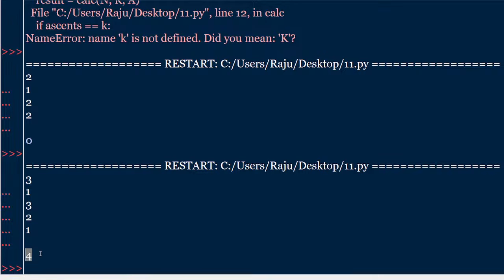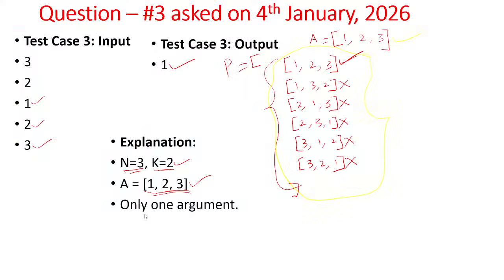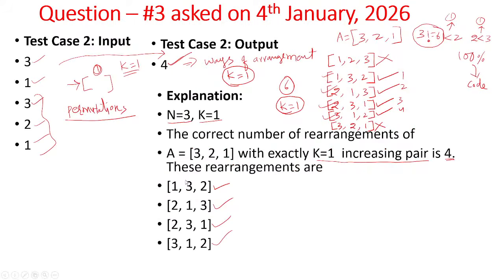So that means there are 4 arrangements, as given in the problem. Let us just see. There are 4 arrangements for test case 2: 1, 2, 3, 4. So the final output 4 we got.